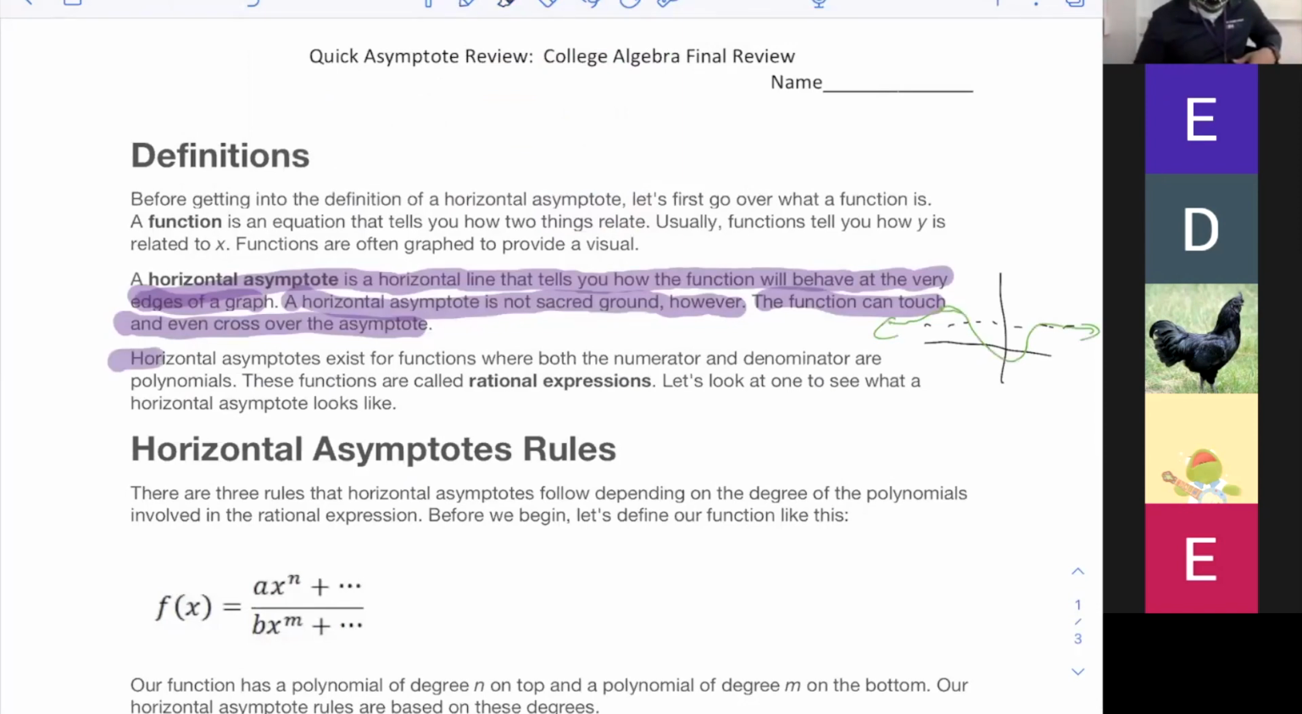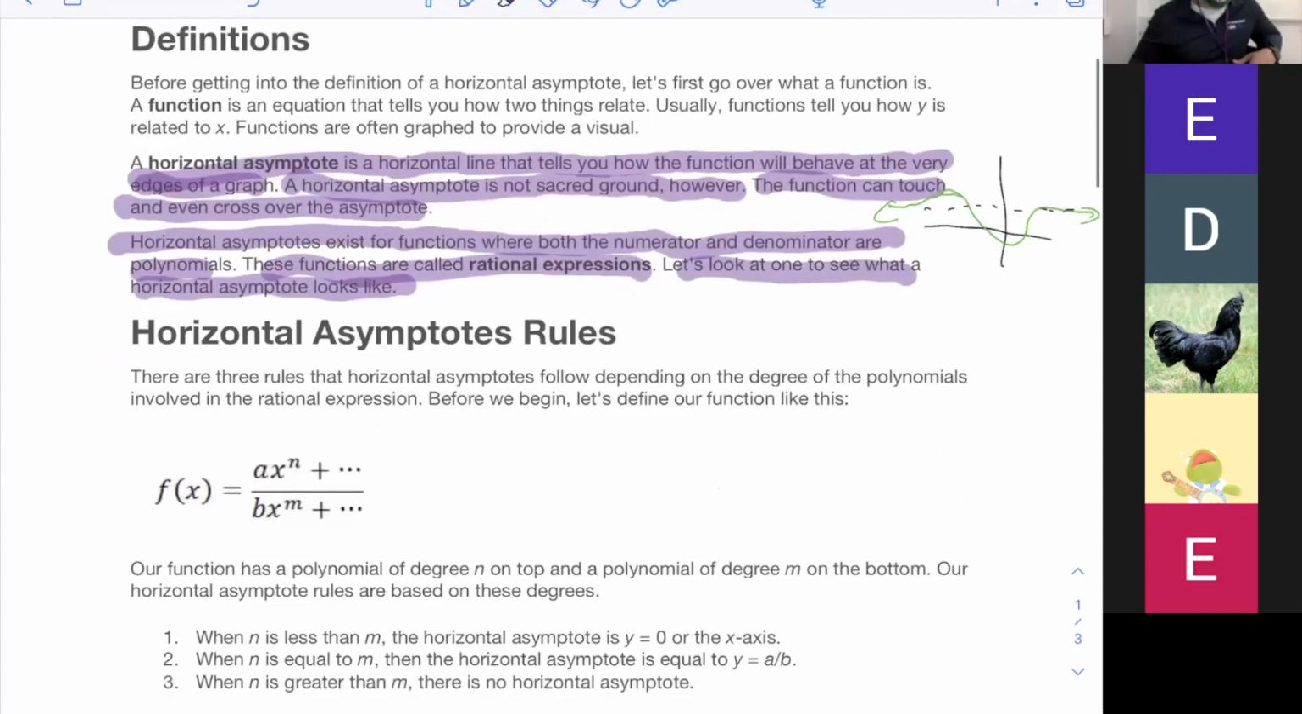Horizontal asymptotes exist for functions where both the numerator and denominator are polynomials. These functions are called rational expressions. Let's look at one to see what a horizontal asymptote looks like. All right, so here are the rules.